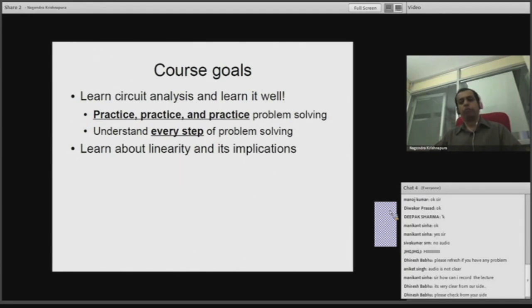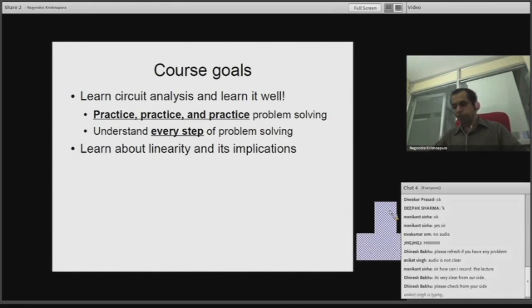Okay, and a secondary goal is to learn about linearity. What I mean by this will become clear, but a large number of circuits that we will analyze will turn out to be linear. What it means is that you apply a certain stimulus, you will get some response. You apply another stimulus, you will get a different response. And you combine the two stimuli, the response turns out to be the combination of the original responses. Okay. Now, this simplifies analysis a great deal.